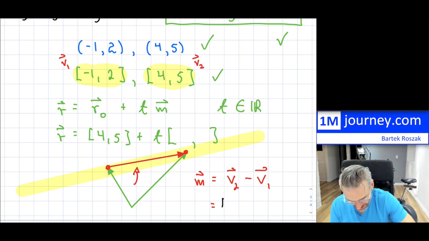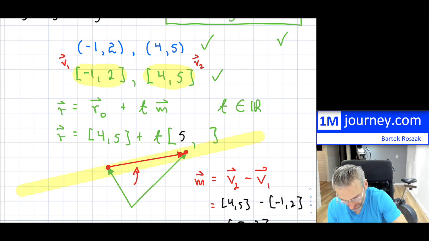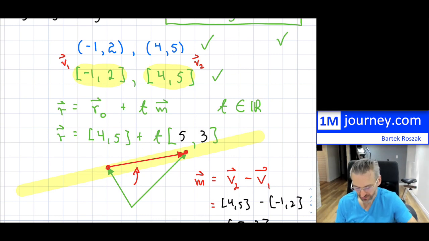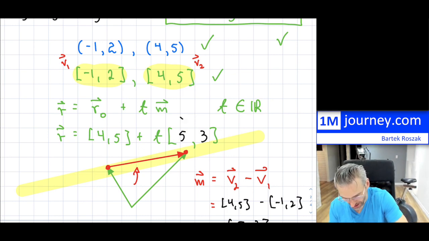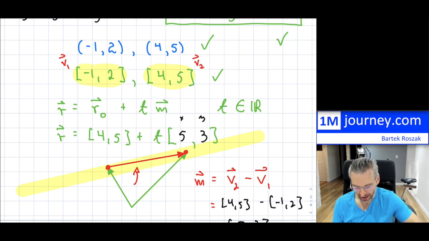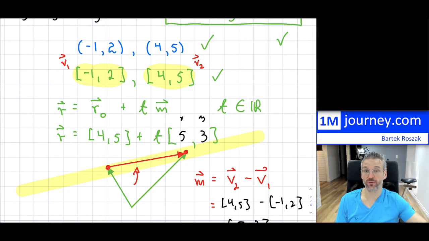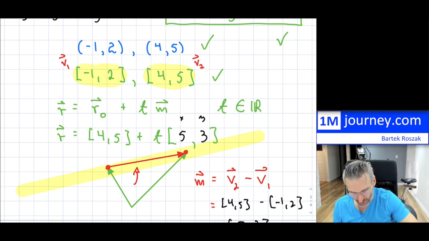So within here, let's say this is going to be 4, 5, minus -1, 2. So what does this give me? 4 minus, I guess that's a positive, so it's going to be 5. And then 5 minus 2, which is 3. So notice this is going to be 5, 3. And don't forget, this is your x value and your y value. If you think back to how we started, the x and y is just rise over run, right? Rise over run. And what is that? Well, that's 3 over 5.